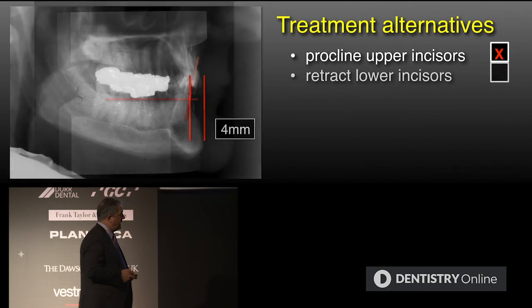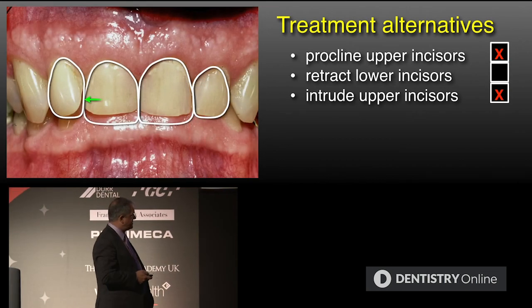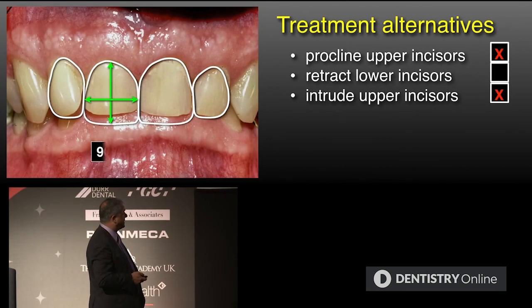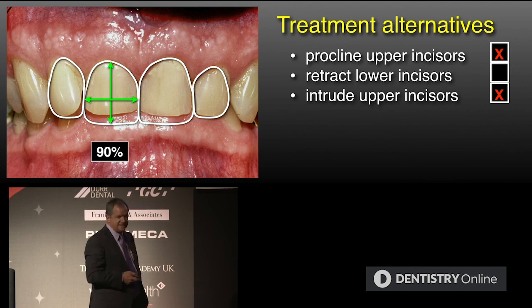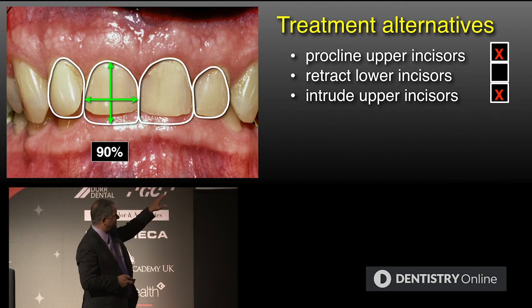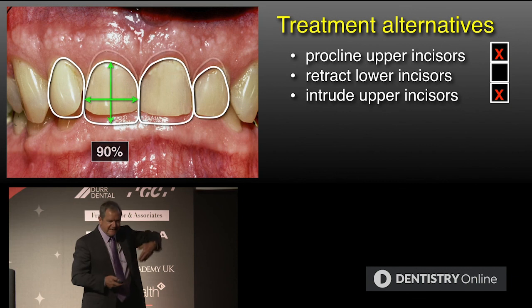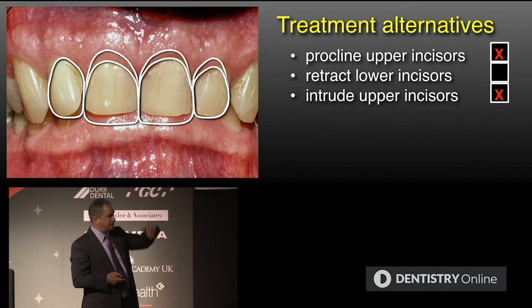So, treatment plan. Procline the uppers, yes. Retract the lowers, no. Are we going to intrude the uppers? Yeah. The incisal edge being correct, the teeth are still too short, so sure. As the teeth are proclined, they'll get intruded some.